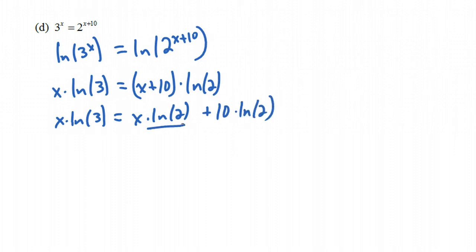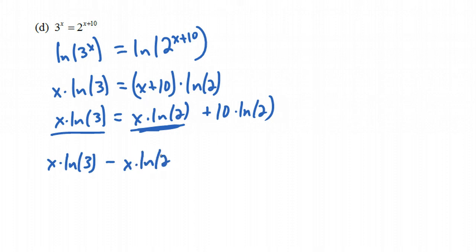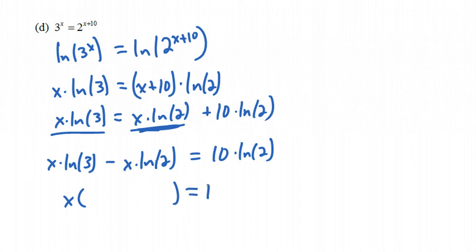Now notice we have two terms that have an x in them, one on the left side and one on the right side. Let's get them both on the same side of the equation. So let's subtract this term from both sides. On the left side we'd have x times ln of 3 minus x times ln of 2, and on the right side we'd have 10 times ln of 2. Both of the terms on the left side have an x, and so we can factor it out. That was the whole point of getting those terms on the same side. We can write this as x times ln of 3 minus ln of 2.